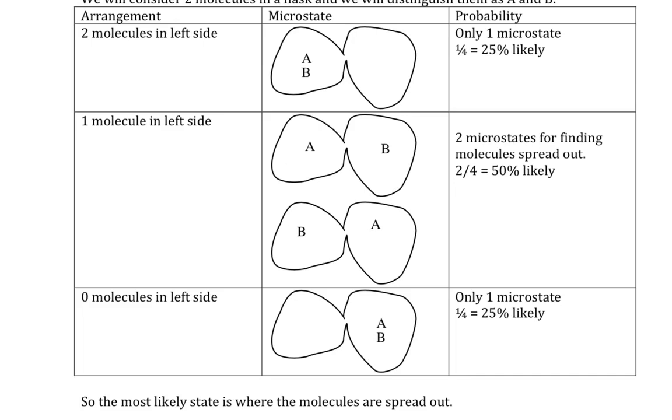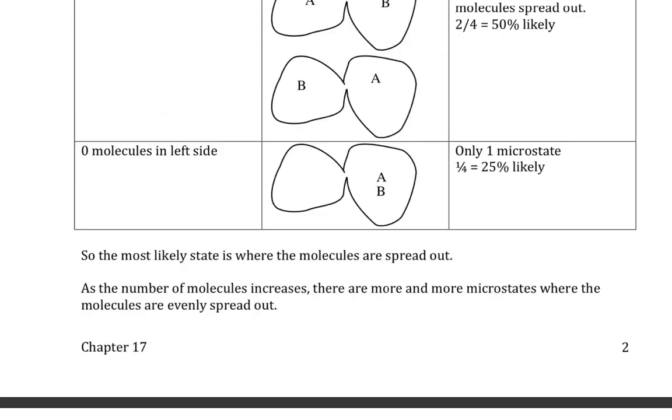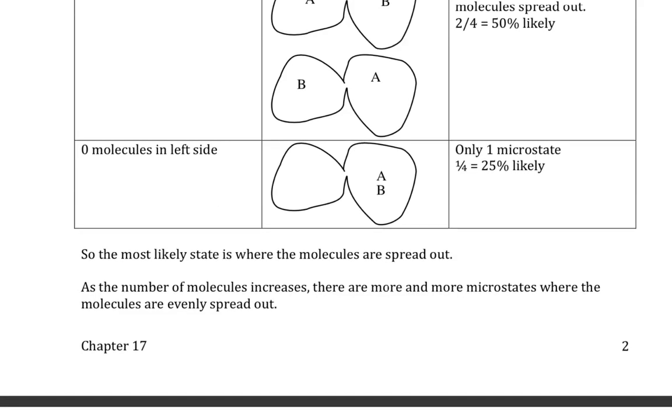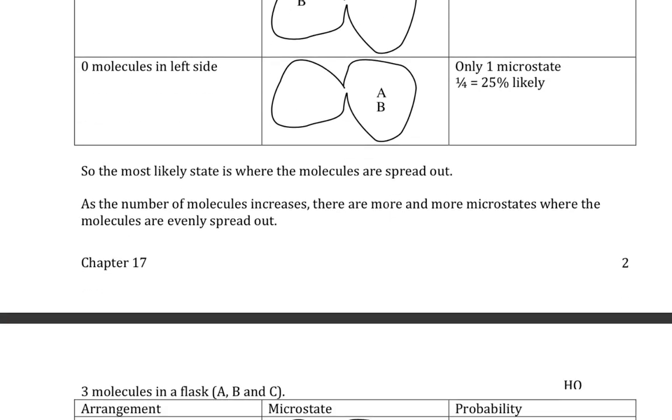Notice that 50% likely, greater probability of finding that, the gas being spread out is what gases do, as you know from experience, and that's because it turns out that that's the arrangement that allows for the most microstates. Okay, so we have at the bottom, so the most likely state is where the molecules are spread out. As the number of molecules increases, there are more and more microstates where the molecules are evenly spread out.